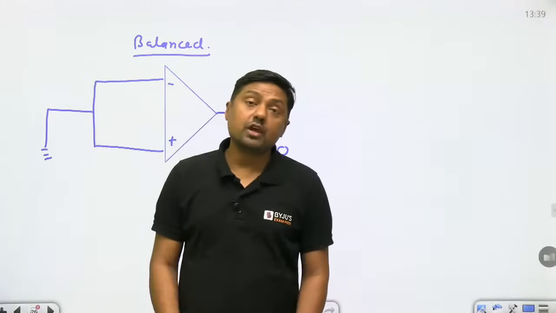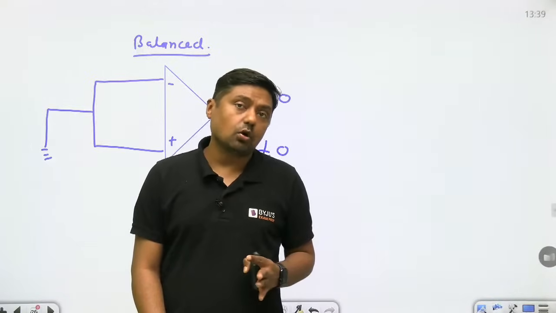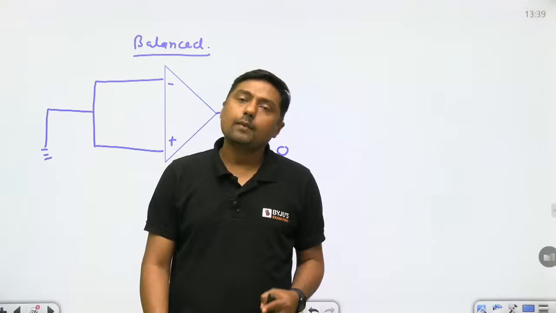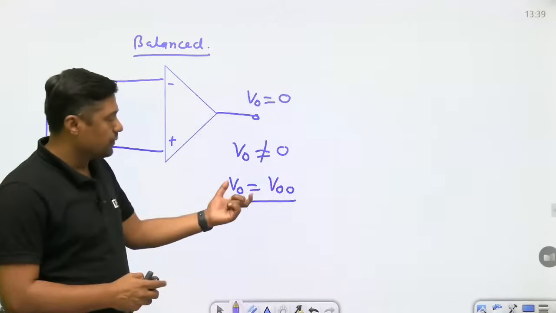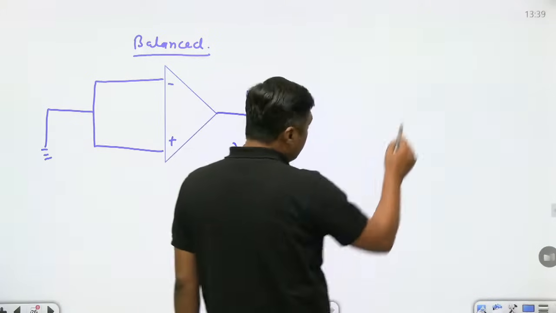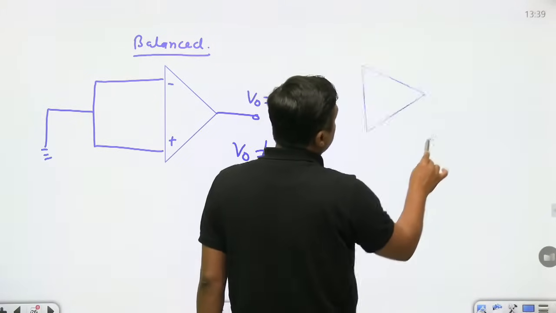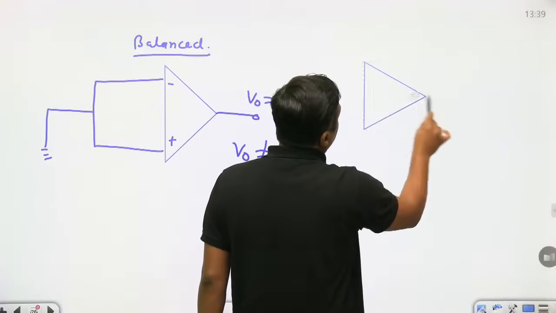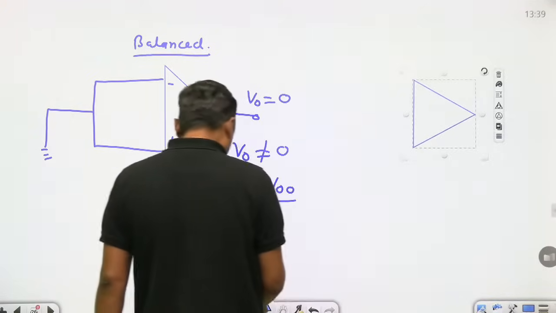Output offset voltage we are getting. Both the terminals are connected to ground. Basically it is a differential amplifier, then output should be equal to 0. But practically we are getting output, that is called output offset voltage. Then what we are doing, we are giving some extra arrangement at the input side, not at the output side, so that this current will become 0.